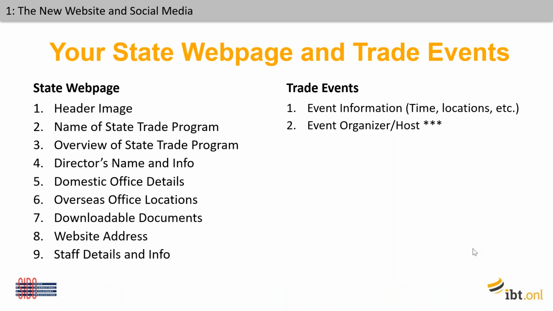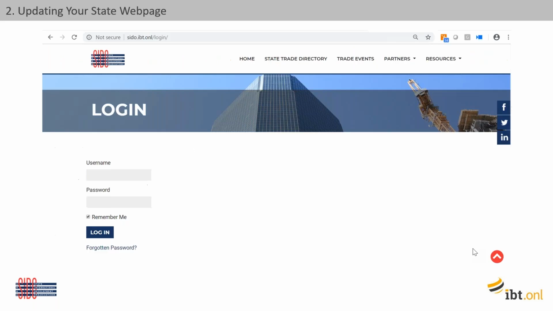So now to the meat of the webinar, your state webpage and trade events. What we've done is we've developed an online portal that will allow you to manage both your state webpage and trade events all in one place. There are 9 core sections that are going to make up your state webpage, and 2 core sections that will make up your trade events page. So we'll get started on those.